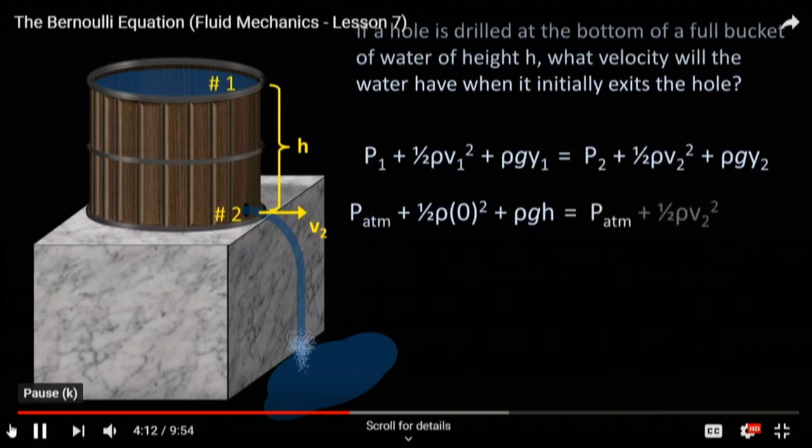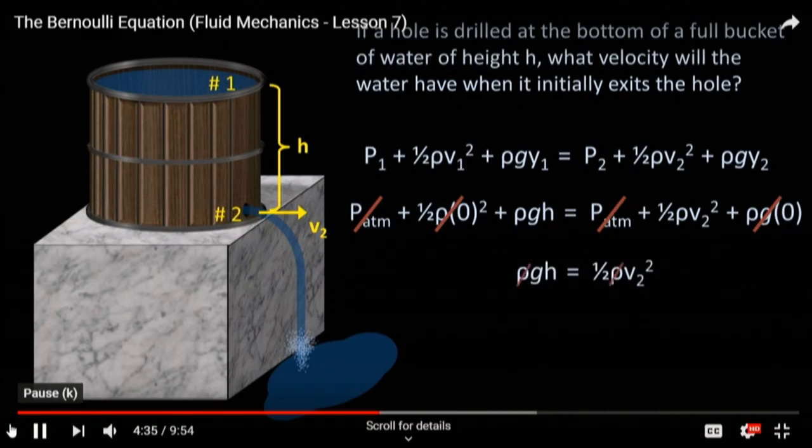v2 is of course what we are solving for, and y2, or the height of point 2 above the top of the marble block, is 0. So p atmosphere cancels out, and this term is 0, as is this one. This gives us density times little g times h equals 1/2 density times v2 squared. Densities cancel, and solving for v2, we find that it is equal to the square root of 2 times little g times h. And you've seen that one.